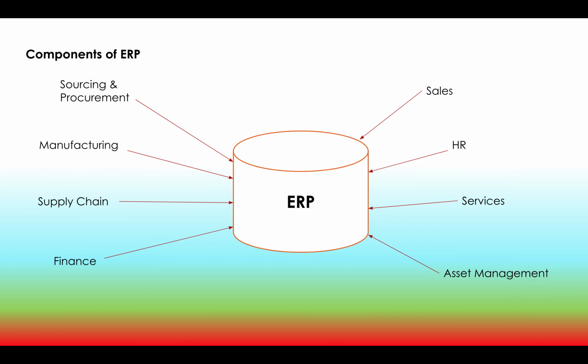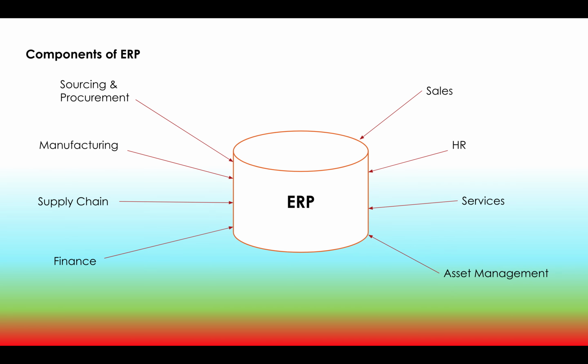And asset management. Asset management is also one of the key processes. It involves maintaining all the assets, and this mostly comes with finance. So asset management is one of the key roles here. So these are all the main key core processes in the ERP system.